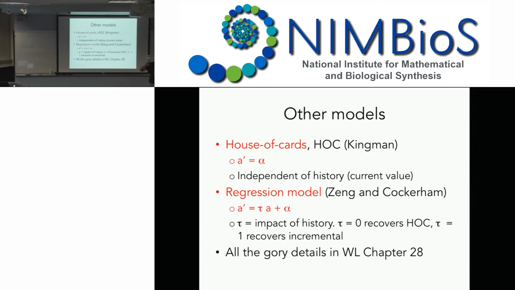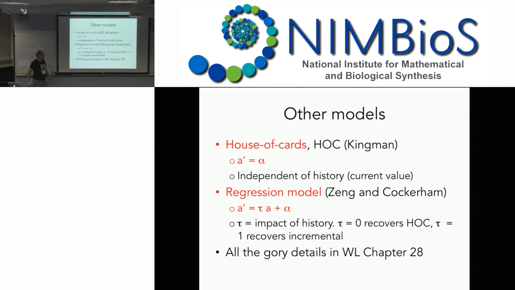Under the Kingman model, when these mutate, both their effects are drawn from the same distribution. They don't care at all about the history. Under the incremental model, you take the 1 kilo and add on some random effect. You take the 2 kilos and add on some random effect. Which model is correct? We don't know.